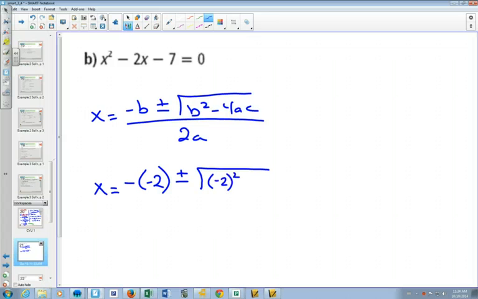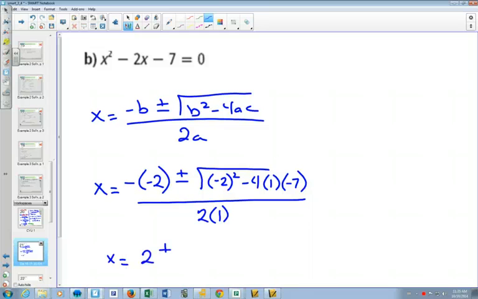Negative 2. Whenever you're putting a negative into a formula, make sure you use brackets. Yes, Chris? If we were to do this on a test, would we be able to just put a positive 2? You'd be able to just do a positive 2 right away if you'd like. Be careful when you do negative 2 squared, because that's going to be a positive 4. That's why I like to put it in brackets. It's not going to be negative 4. Minus 4, a is still 1, and now c is negative 7, over 2 times 1.